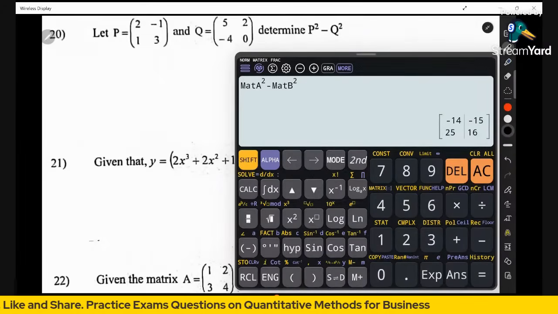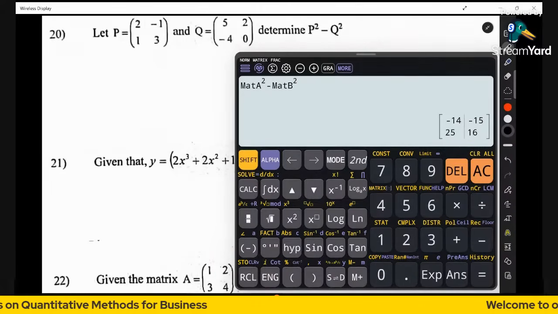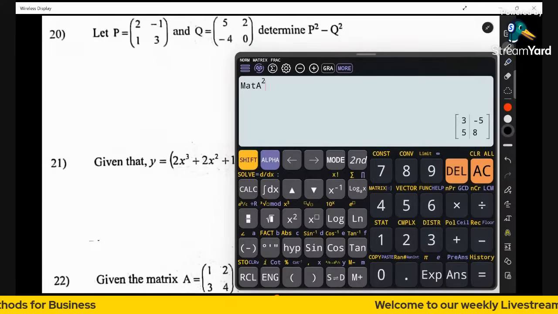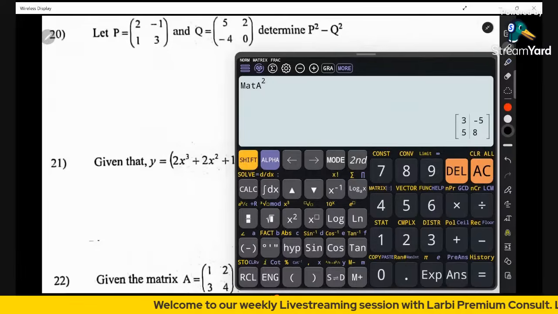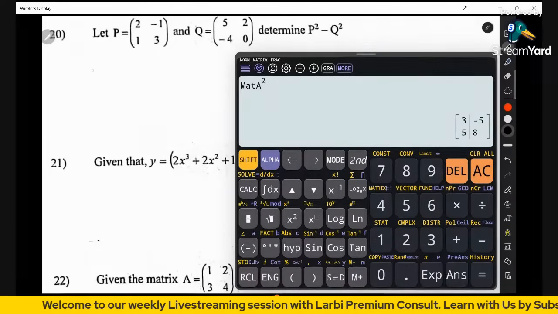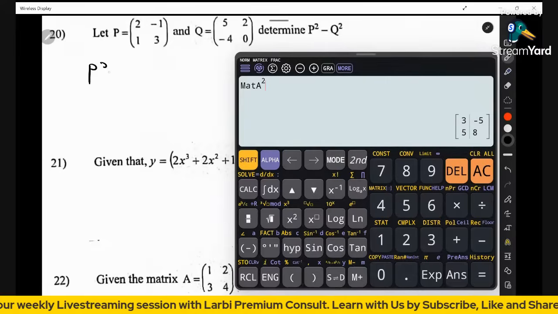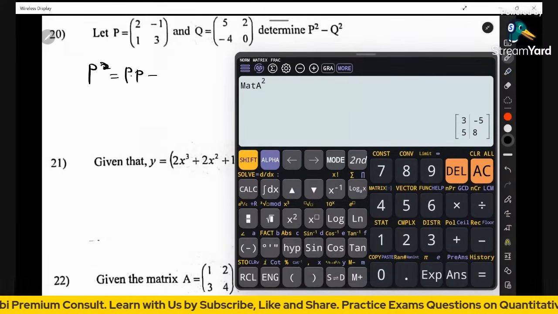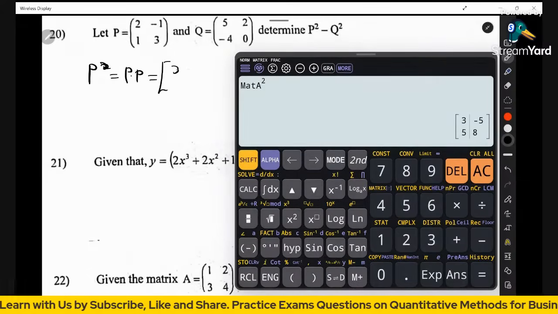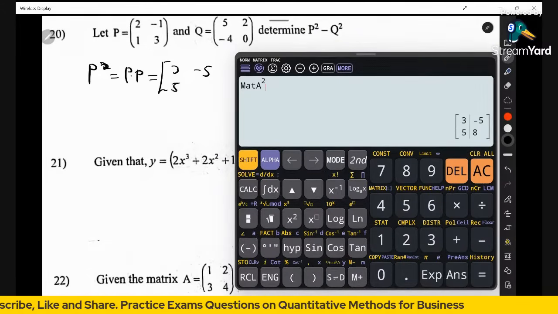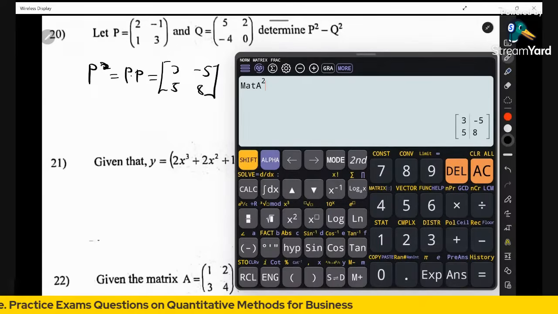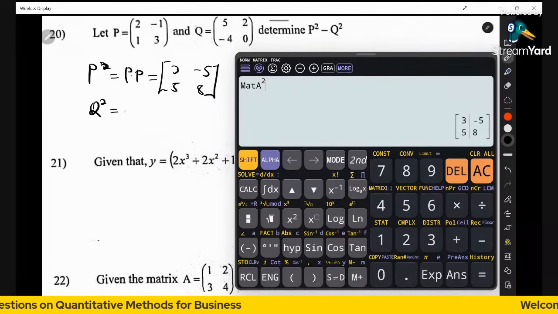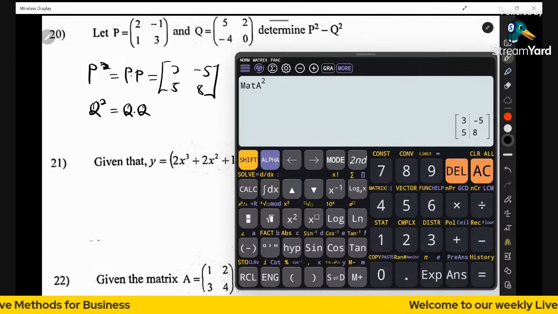It's very simple in that line. By doing that, if I want to know my matrix A squared, that's what I'm getting: 3, -5, 5, and then 8. So I can say that my P squared, when I multiply P by P, I'm getting matrix 3, -5, 5, and then 8. And then Q squared, which is the same thing as Q multiplying Q. What was I getting?